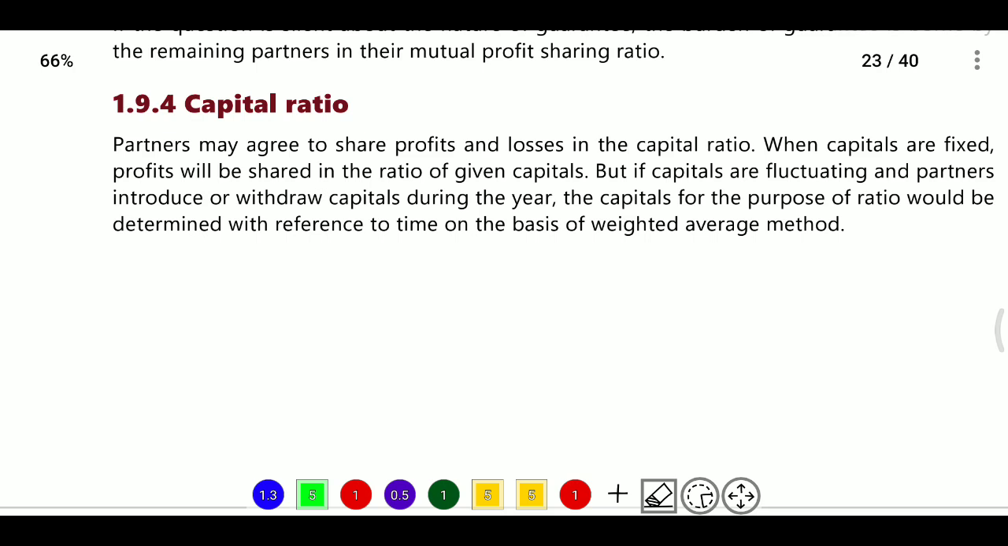Next, capital ratio. The capital ratio refers to the ratio in which partners have invested in the firm. It often determines the profit sharing ratio unless stated otherwise in the partnership deed. For example, if A, B, C contributed 50,000, 30,000, 20,000 respectively, their capital ratio will be 5:3:2, and they might share profits in this ratio. So the capital ratio means how much they have invested, and the same often determines the profit sharing ratio unless stated otherwise in the partnership deed. So they may go with the capital ratio.